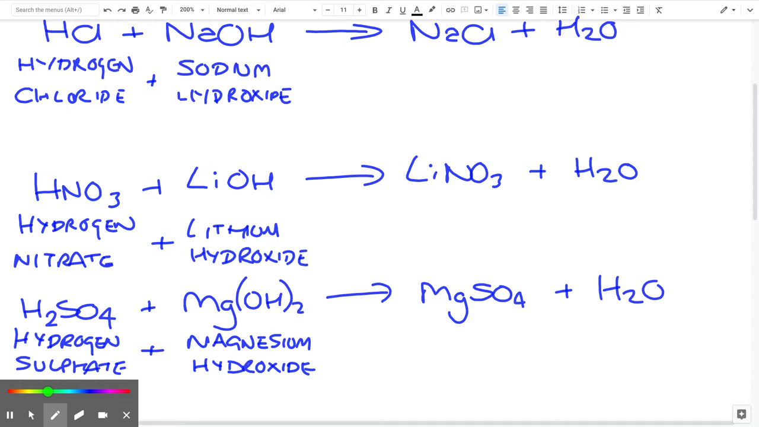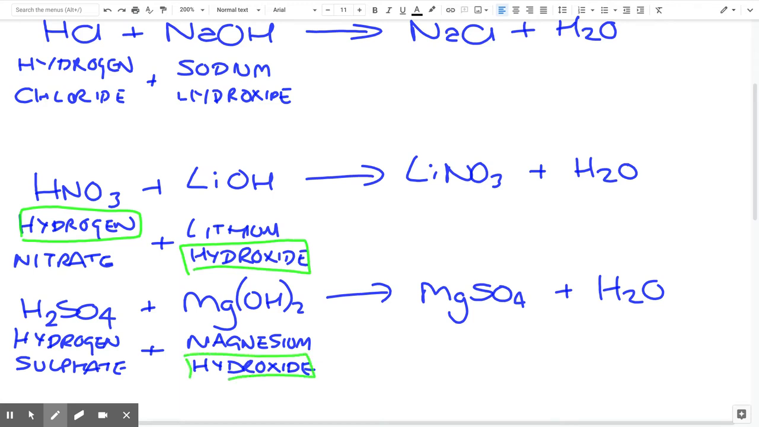It's something which donates a hydrogen ion. But we can see that in each of the cases, there is the presence of a hydrogen with the presence of a hydroxide. And this is the case in each of these examples, and is the case in a large majority of acid and typically alkali reactions. And we have this common similarity.